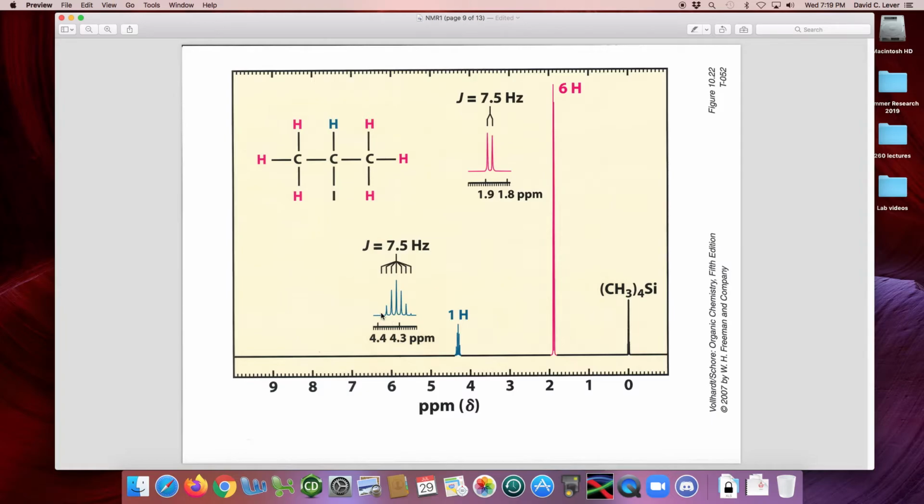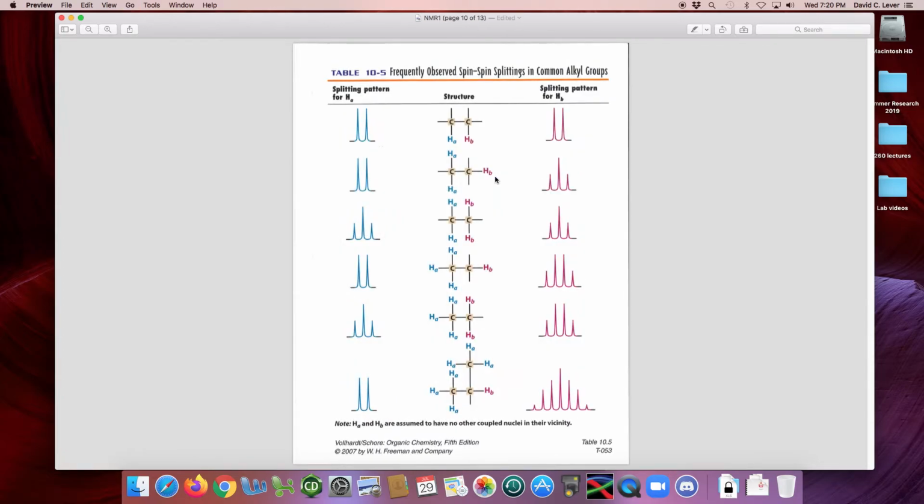And it follows the 1 to 6, what's Pascal's triangle for the septet? 1, 5, 10, 10, 5, 1 is the sextet. So 1 to 6 to 15 to 20 to 15 to 6 to 1 would be what you would see for the septet.